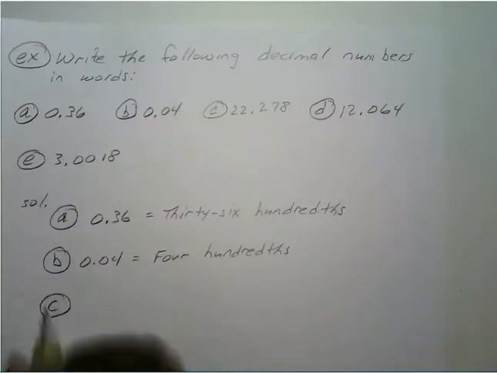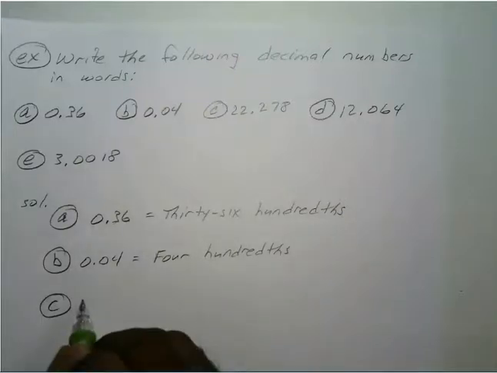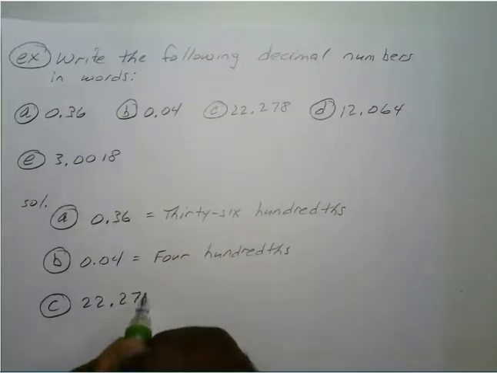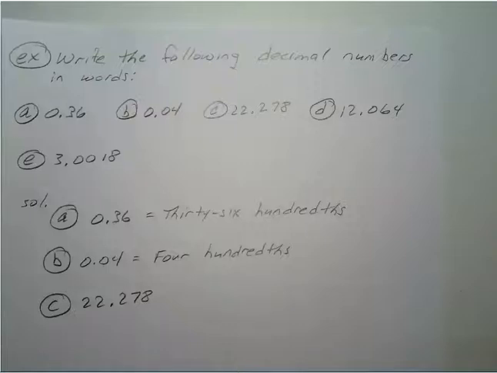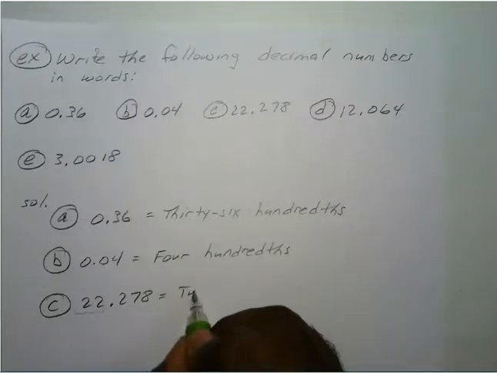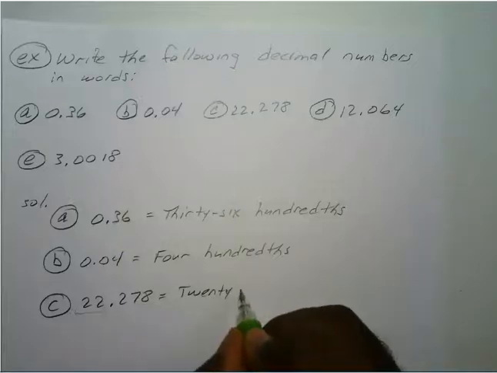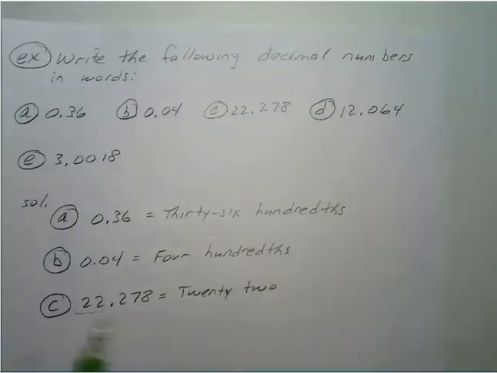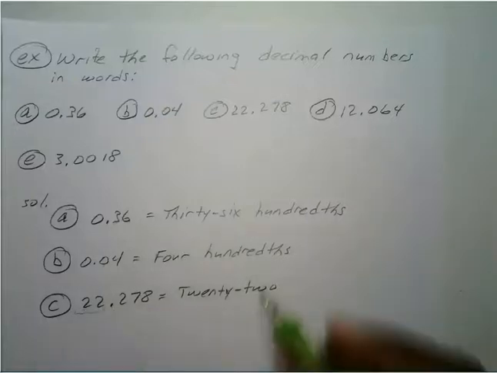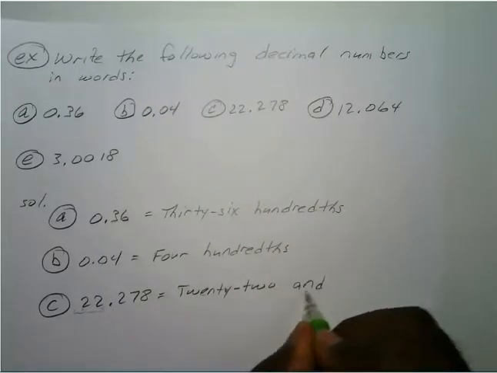Okay, so problem C, you have 22.278. All right, now to the left, you have 22. So really, you just write out 22. But it's a 2-digit number, so you put your dash. You have 22. Your decimal point, remember, that's your and. So you have 22 and. So that's where your and comes in.